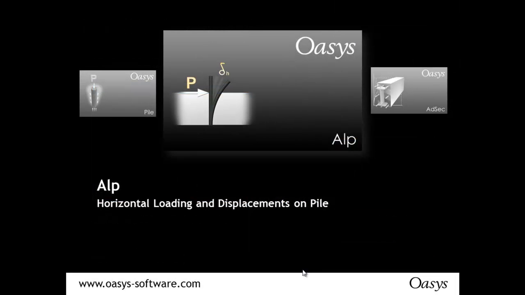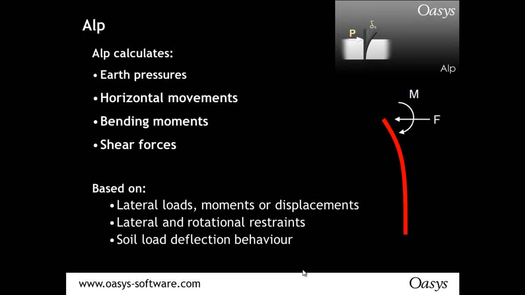So that's completed our little introduction to Pile. Now going on to ALP. So we've looked at the capacity analysis and settlements due to any kind of vertical loading, but what happens due to horizontal loading? That's what ALP gives us. So ALP calculates the earth pressures, horizontal movements, bending moments, and shear forces based on the lateral loads, moments, or displacements, the lateral and rotational restraints, and the soil load and deflection behavior.